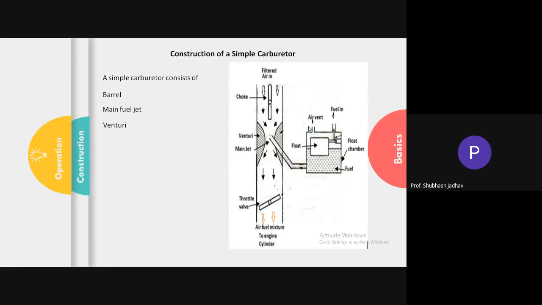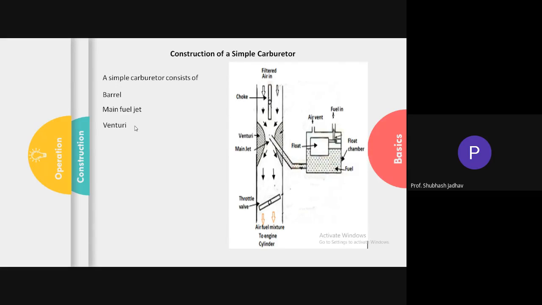Okay. And therefore, what we have done here, you can clearly see it is vented to atmosphere. So since it is vented to atmosphere, that means here it is atmospheric pressure. Now, if this atmospheric pressure has to be higher, then here it has to be lower. So we have to provide something which makes the pressure lower in this region. And that is the function of the venturi of the carburetor.